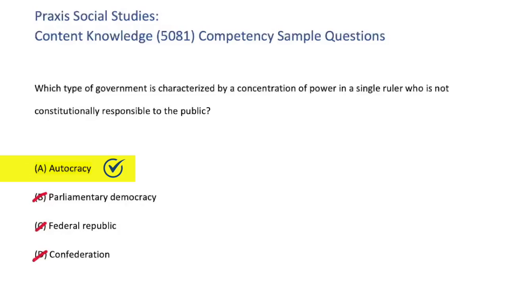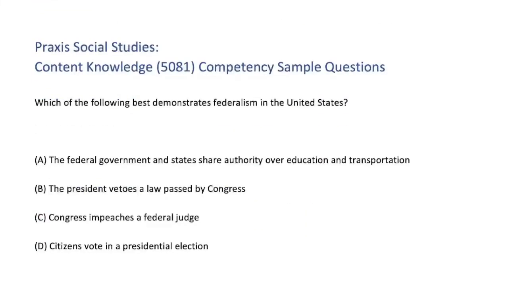will of the people. Which of the following best demonstrates federalism in the United States? Would it be A, the federal government and states share authority over education and transportation? B, the president vetoes a law passed by Congress? C, Congress impeaches a federal judge? Or D, citizens vote in a presidential election? As a study focus, I would suggest reviewing the Constitution's division of powers as well as your amendments, and then separate federalism from checks and balances when reviewing a question like this, since it's a common trap.